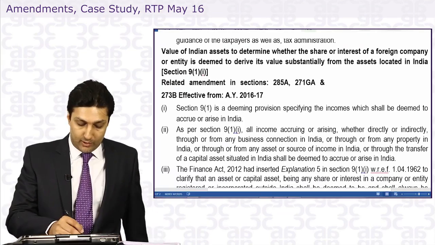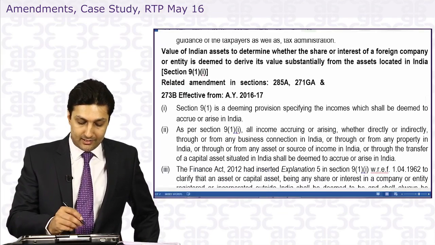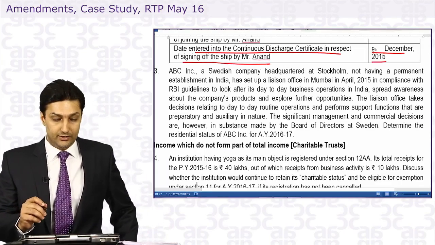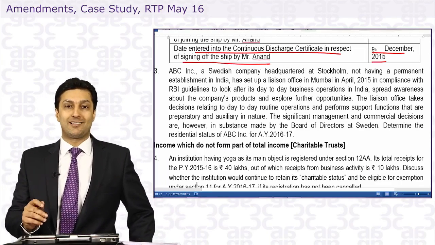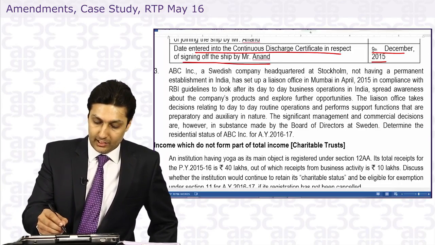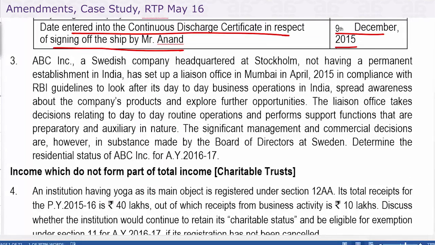Before we move on to the next one, let's look at the question he's asked in the RTP with regard to this. It's an interesting question. If you know your law, if you know your amendments, it's a simple question, else of course it becomes a difficult one. Now question 3 of the RTP says, ABC, a Swedish company.